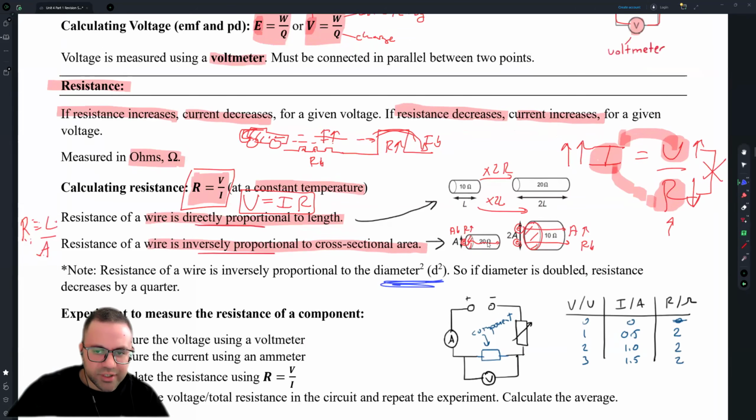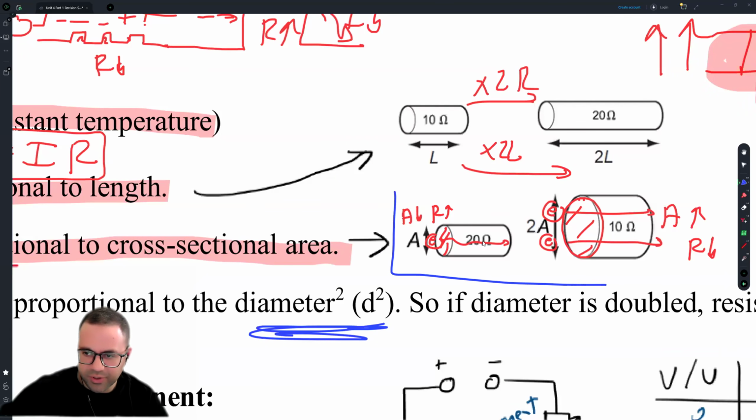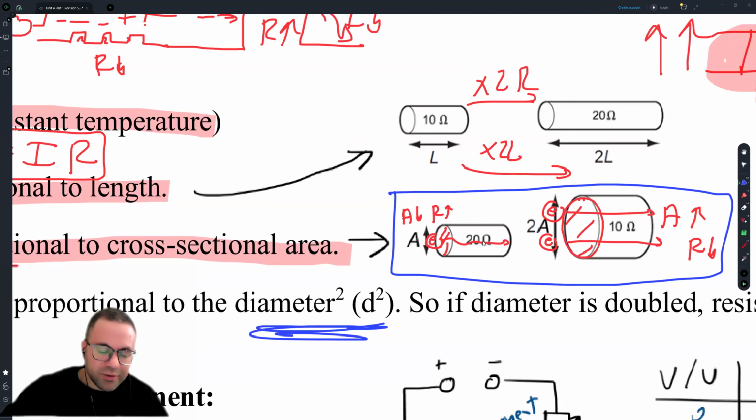Let's assume for a second, in this example that's already been solved, that you have a wire of cross-sectional area A, and you double the area. What happens to the resistance? It decreases by a factor of 2. It gets halved. So if the resistance was 20, now it's going to be 10, because 20 divided by 2 is 10. Cool.